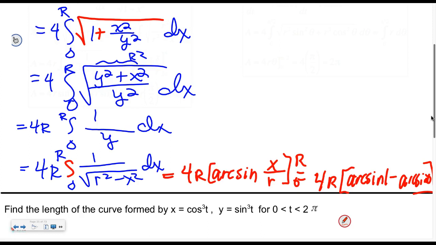All right, so arcsine of 1 is equivalent to saying the sine of what angle is 1? Pi halves. The sine of what angle is 0? 0. Now what happens when you multiply 4r by pi halves? 2 pi r, the arc length of a circle or the circumference of a circle. Slick, right? All right.